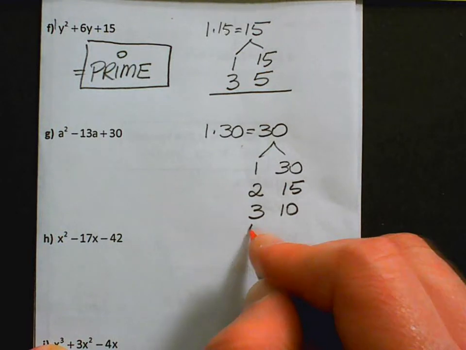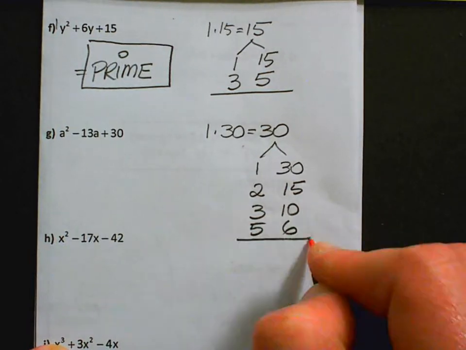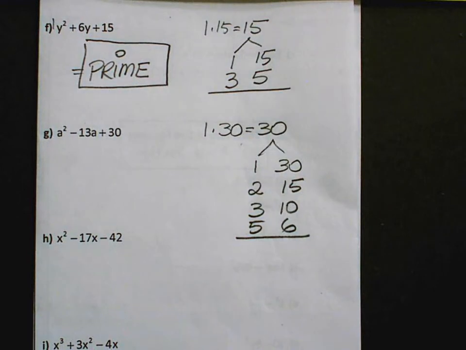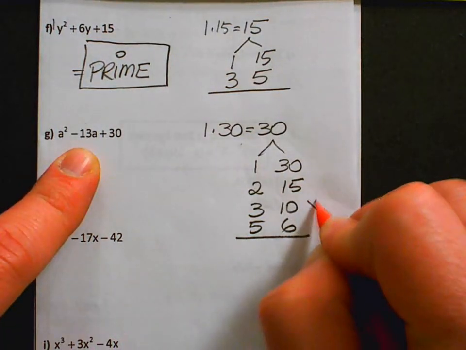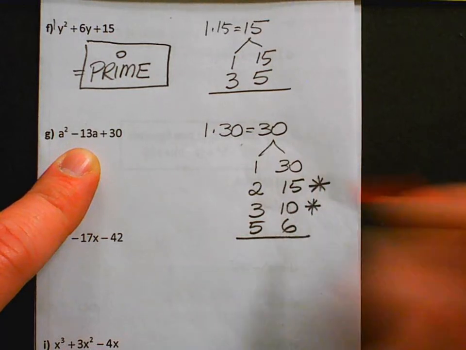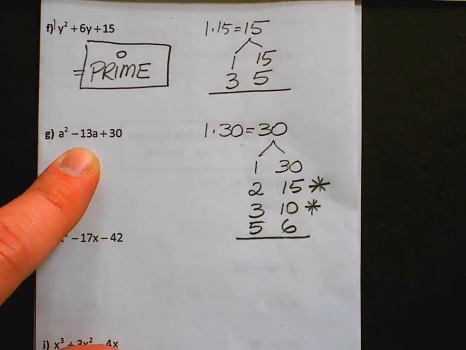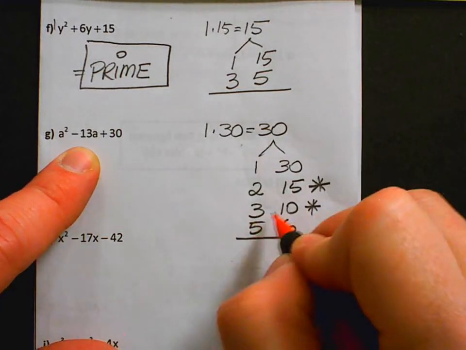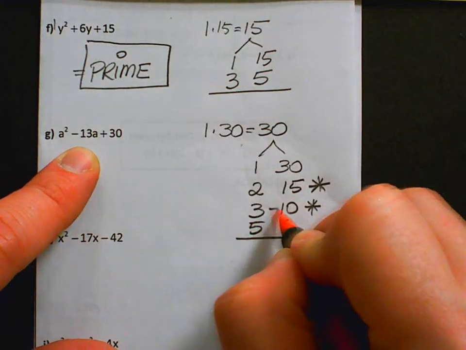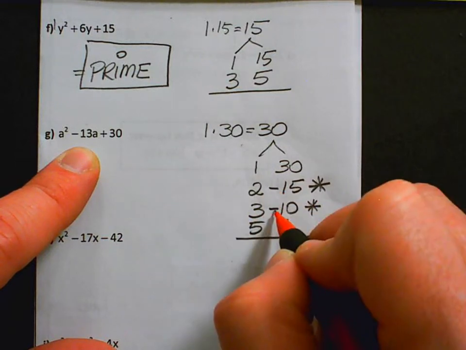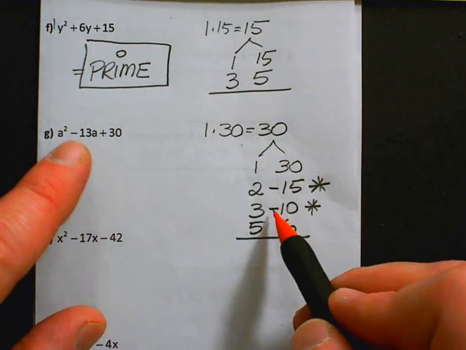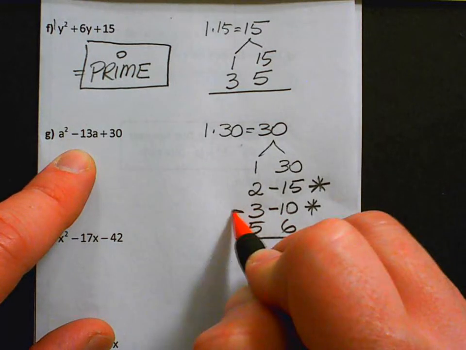Now we're looking for a pair of numbers that give me 13. And in this case I have two possibilities: 3 and 10, and 2 and 15. Now the middle term is a negative number, so that means the biggest digits here are going to be negative. And if that's the case, to give me a negative 13, the 3 would have to be negative and the 2 would have to be positive.